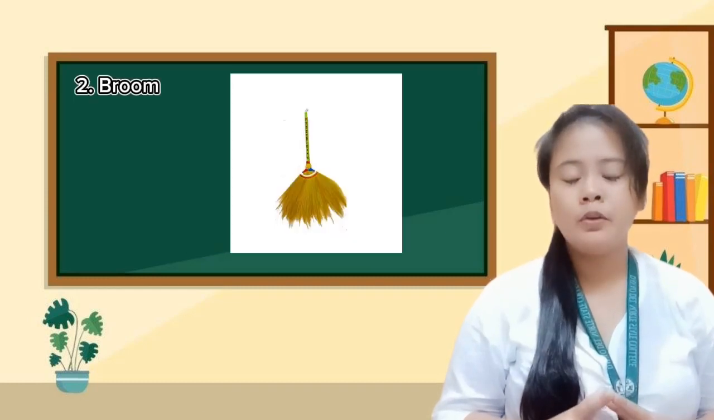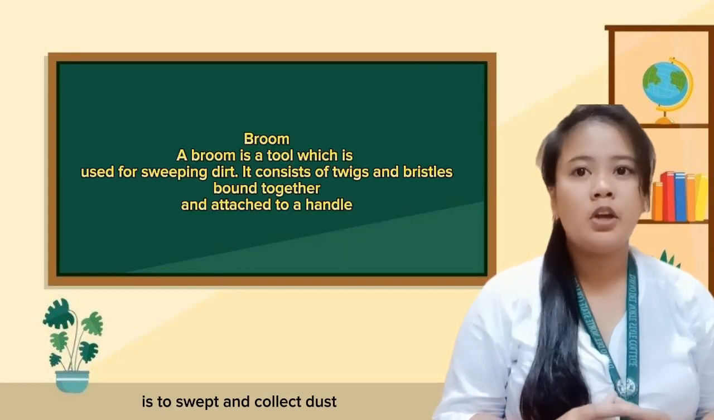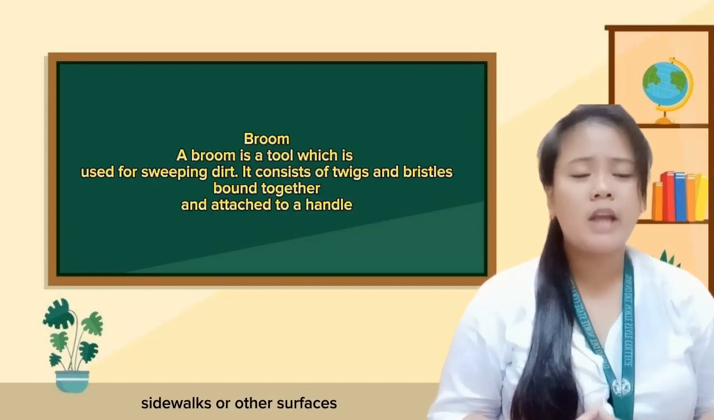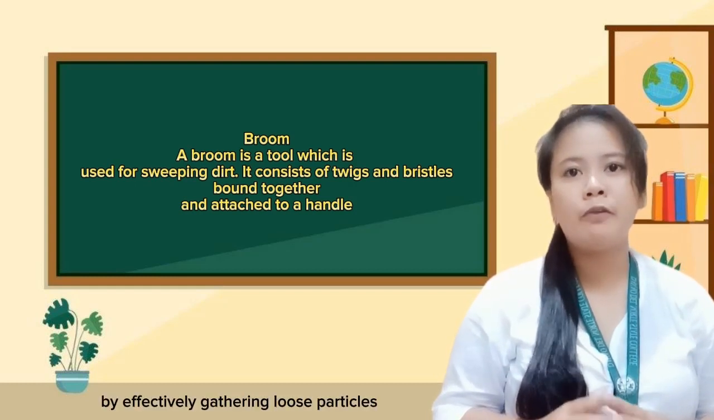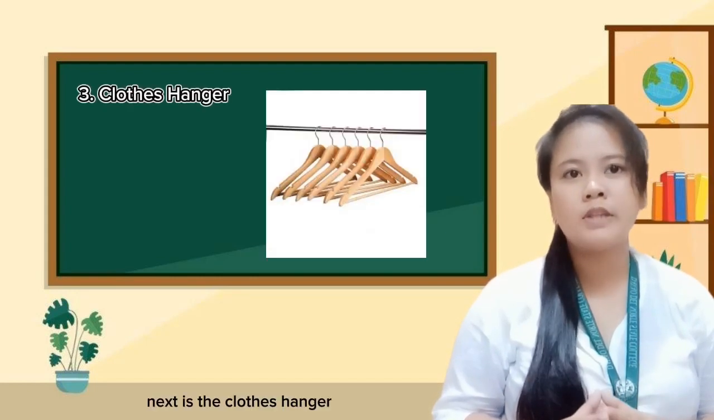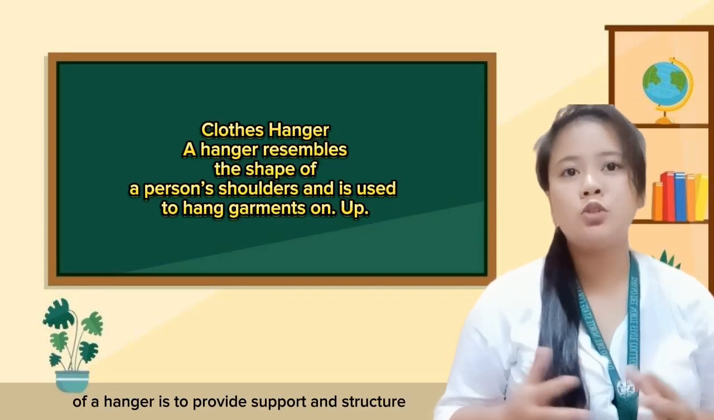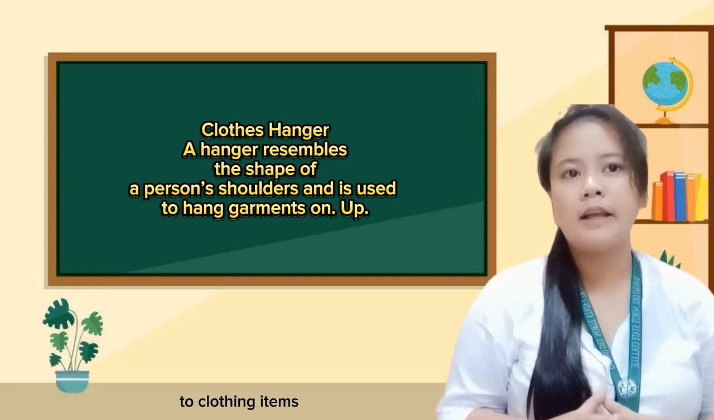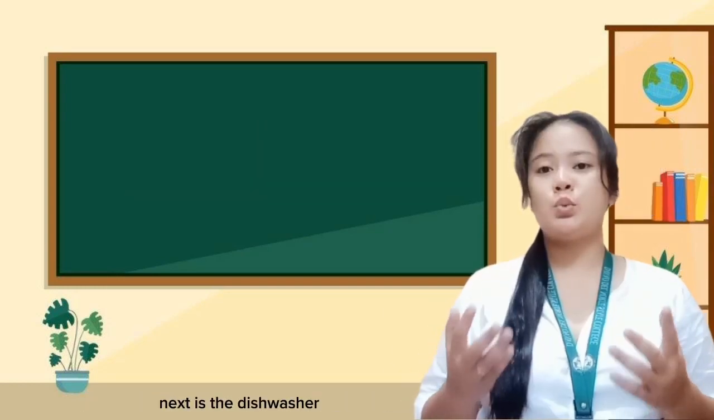Next is broom. So the primary function of a broom is to sweep and collect dust, dirt, and debris from floors, sidewalks, or other surfaces. It helps to keep the area clean by effectively gathering loose particles into a pile for easy disposal. Next is the clothes hanger. So the primary function of a hanger is to provide support and structure to clothing items, allowing them to store in a hanging position.